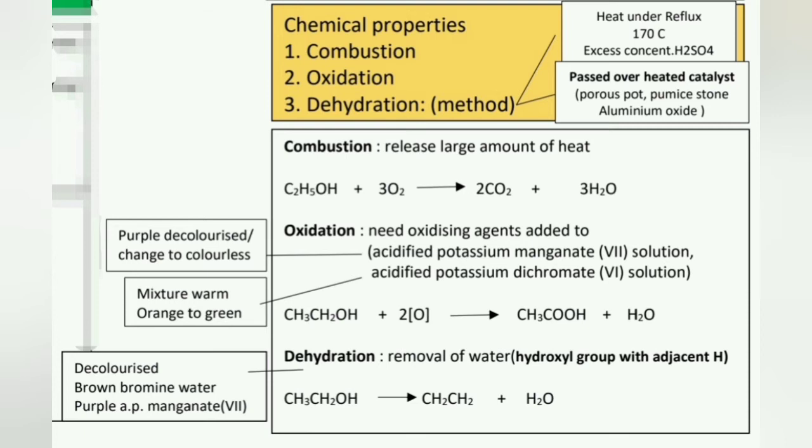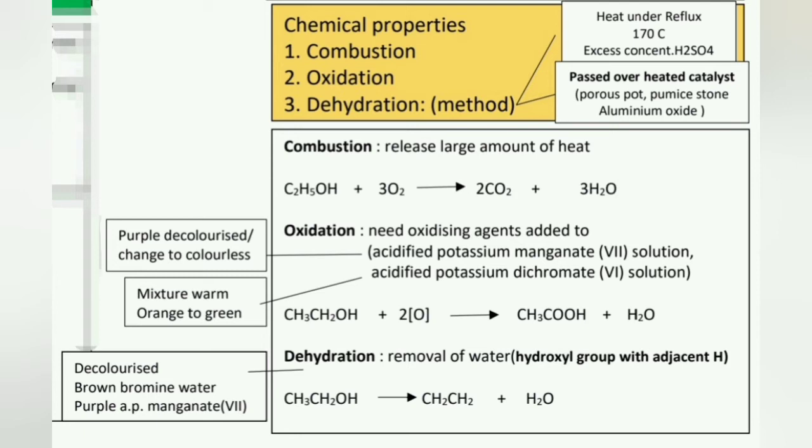Number 2, oxidation of alcohol. An oxidation reaction occurs when a substance combines with oxygen. In this reaction, oxidizing agents are needed. In the laboratory, acidified potassium dichromate(VI) solution and acidified potassium manganate(VII) solution are commonly used as oxidizing agents. Alcohol can be easily oxidized to carboxylic acids. What is a carboxylic acid? A family of organic compounds which has the carboxyl group or COOH group.